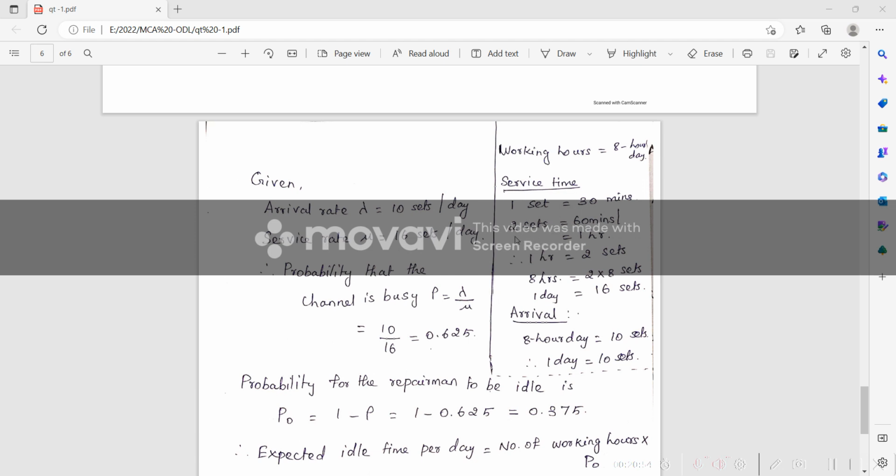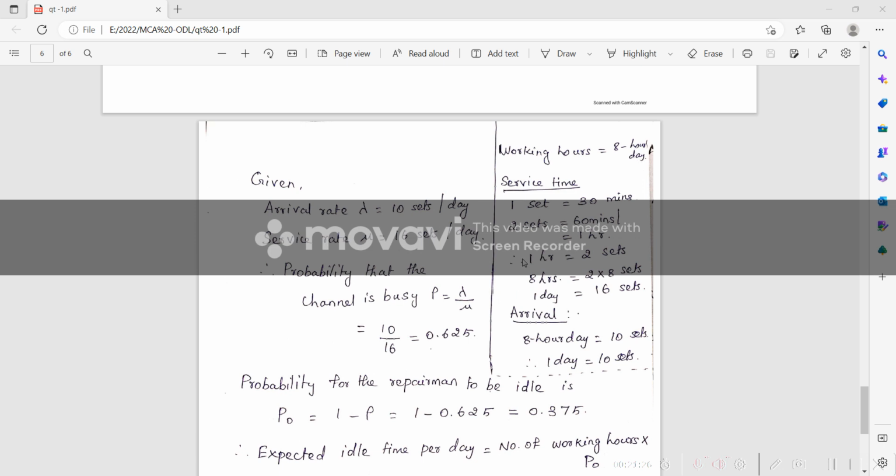So first we are considering one set, which is given as 30 minutes. I am going to change this into hours. 1 hour has 60 minutes, so both sides we are multiplying by 2. So 2 sets take 60 minutes, which is 1 hour. That is, in 1 hour he can repair 2 sets. But he is going to work only 8 hours. So 8 hours is his working day, one day.